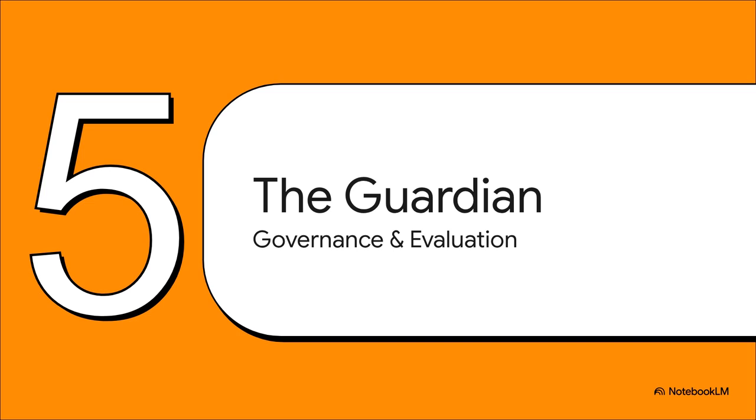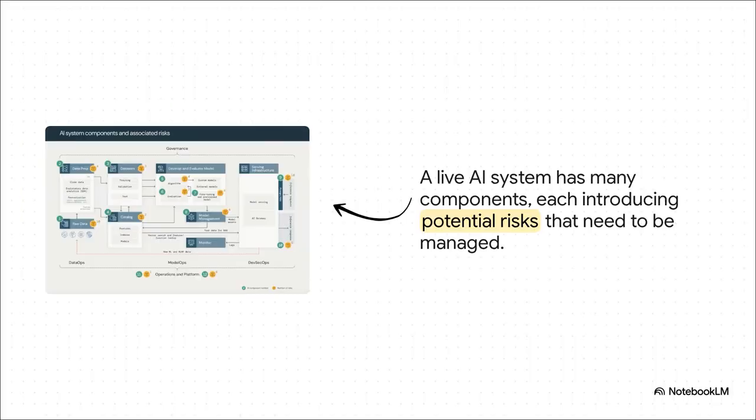See, launching your app isn't the end of the road. It's really the beginning of a long-term commitment to maintaining and protecting that live system. I mean, just look at this. A live AI system is a really complex machine with a ton of moving parts. Every arrow you see here represents a handoff from one component to another, and each one of those handoffs is a potential point of failure or risk that you need to be actively managing and monitoring.